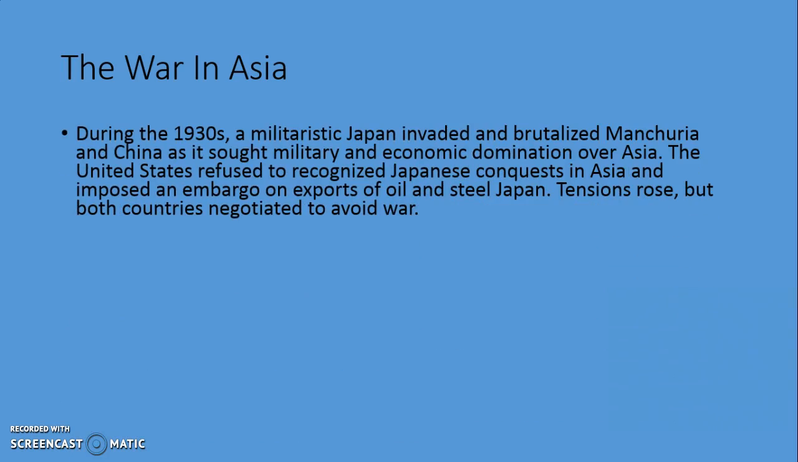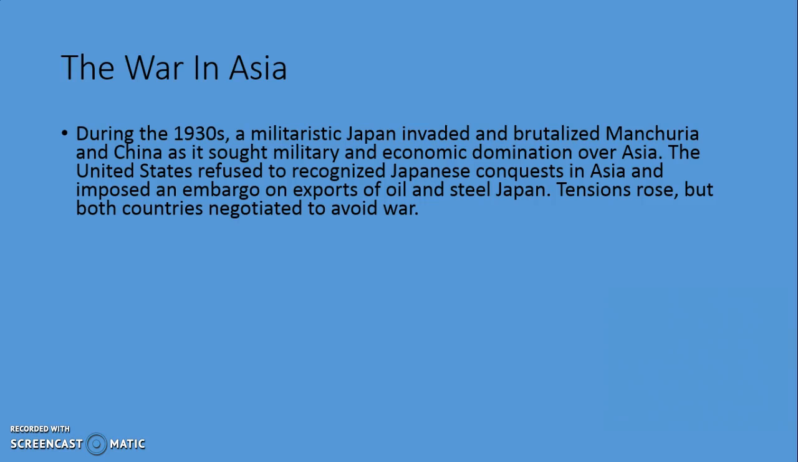Okay, let's talk about the war in Asia. During the 1930s, a militaristic and imperialistic Japan invades Manchuria, and China, taking over extremely easily, being the bigger power there. The United States, in a diplomatic and political stalemate, chooses to not recognize Japan's conquest in Asia and imposes an embargo on them, essentially stopping trade with Japan altogether to try and stop their mode of imperialism, which is oil and steel.